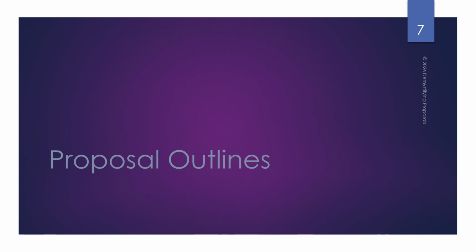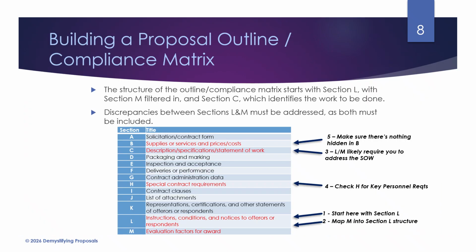Now we're going to talk about proposal outlines. There's also a training video on doing outlines in and of itself, should you need a refresher on just that topic. The structure of the proposal outline and the compliance matrix starts with section L, and then section M is filtered into the section L requirements, and then section C, which identifies the work to be done, usually in a statement of work or a performance work statement, is then slotted in where it makes sense from the outline perspective.